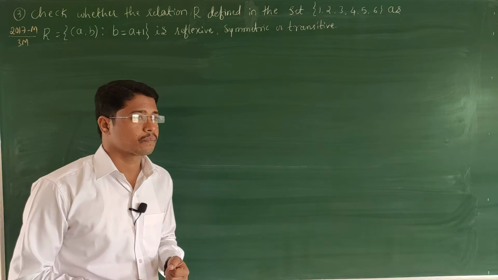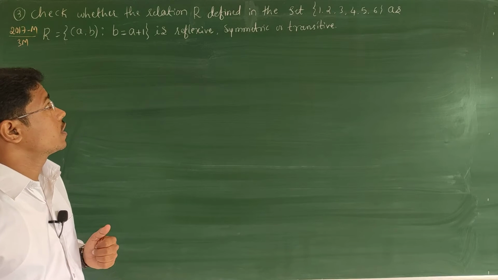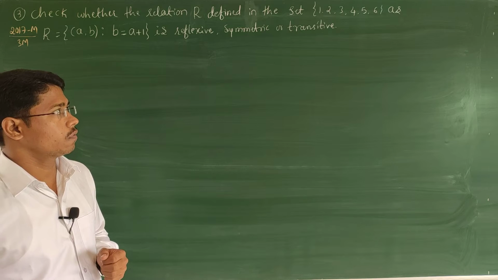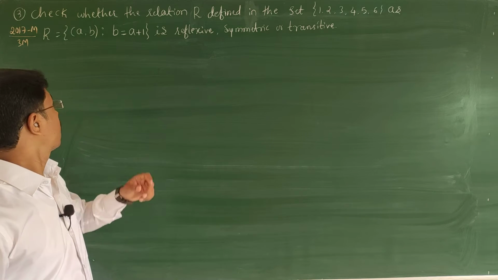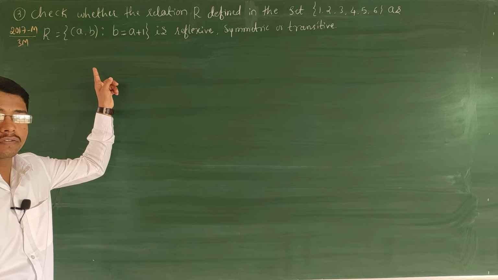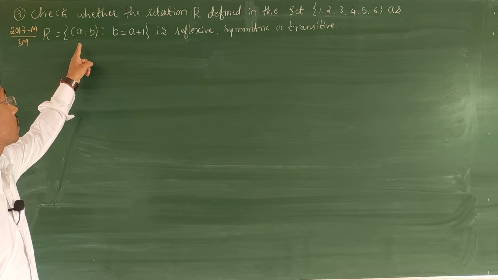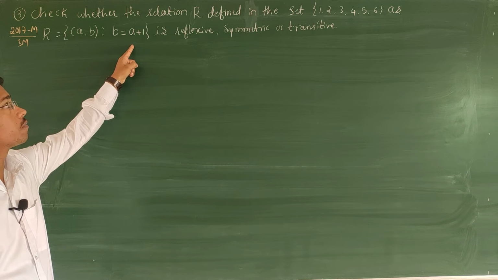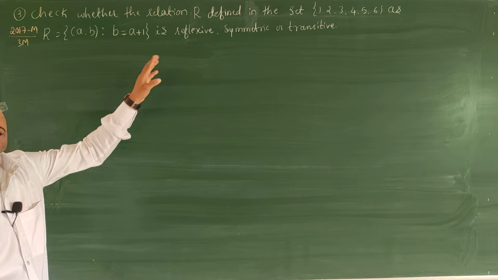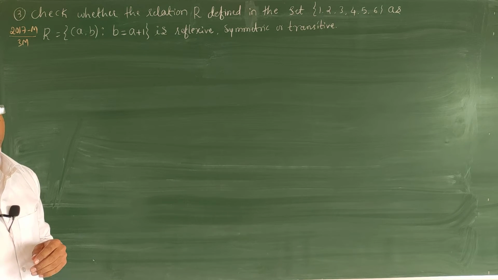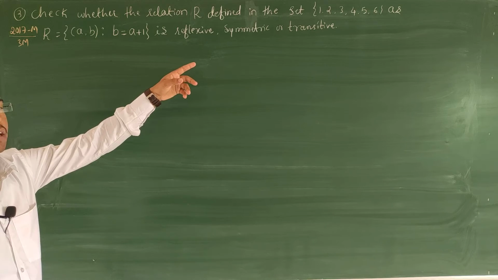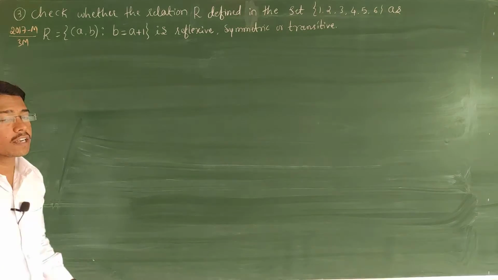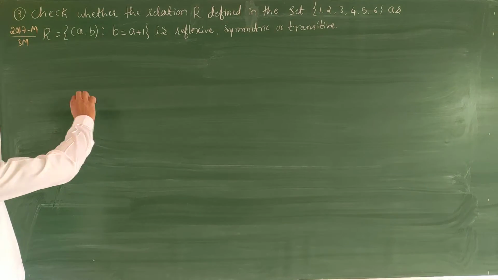So, see the question. Check whether the relation defined on the set {1, 2, 3, 4, 5, 6} as R = {(a, b) : b = a + 1} is reflexive, symmetric or transitive. We have to check whether the given relation on the set is reflexive, symmetric or transitive. Okay, so let us first check the reflexive relation.